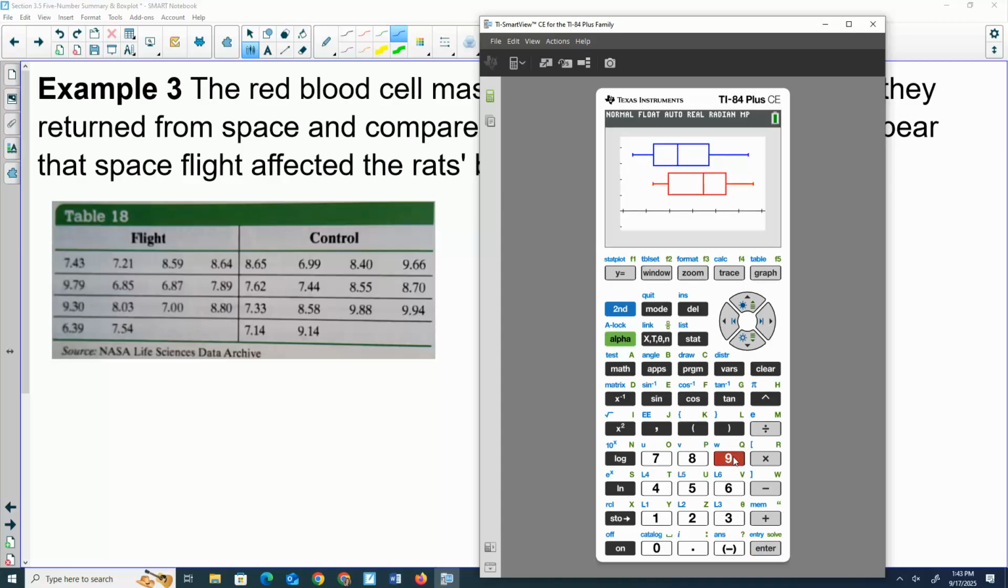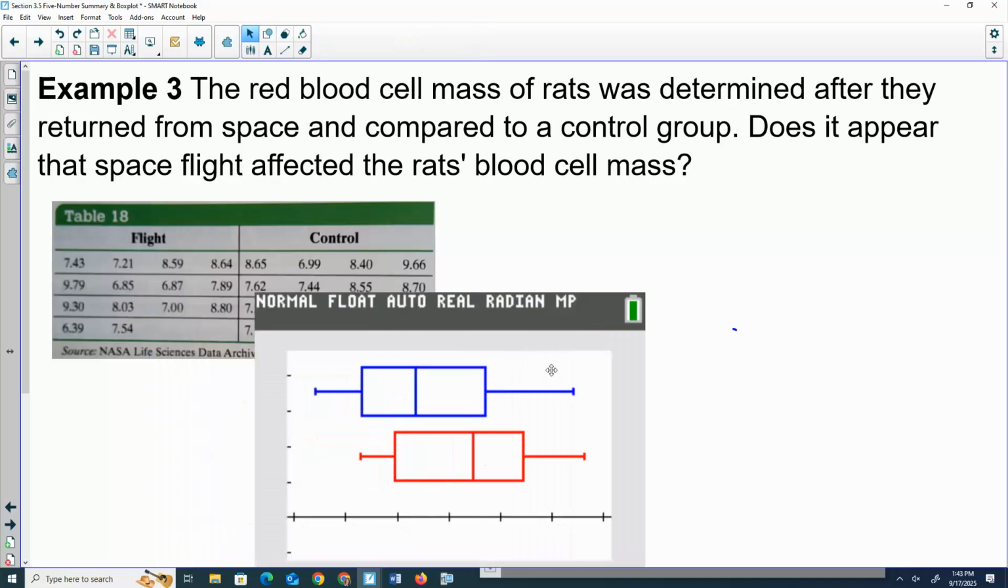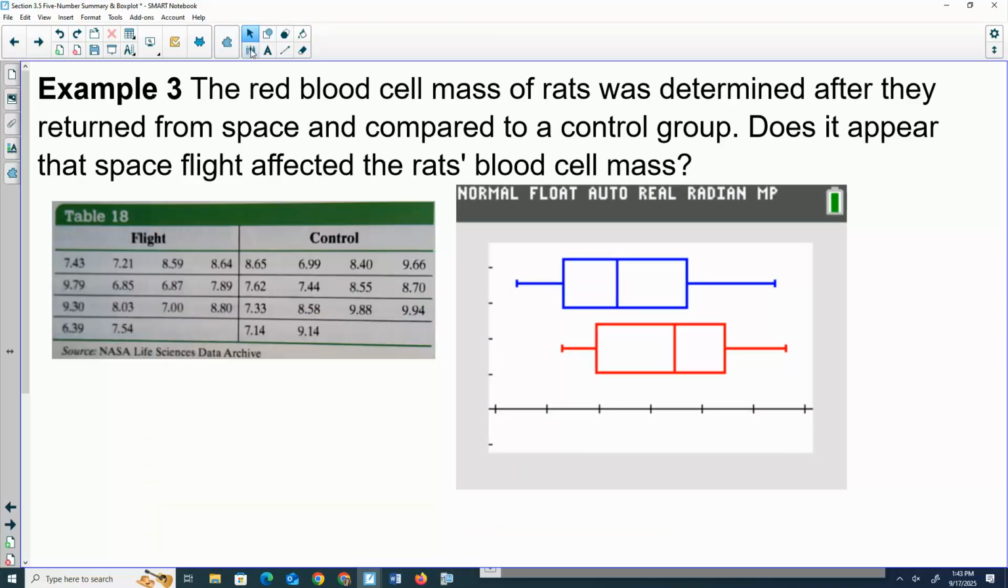Alright, so we can see both at once here, which is helpful if you want to compare 2 sets of data. So what can we conclude from this? Is there a difference? I would say there is. They are not exactly the same. So remember, the top one was our flight group. The bottom one was the control group.